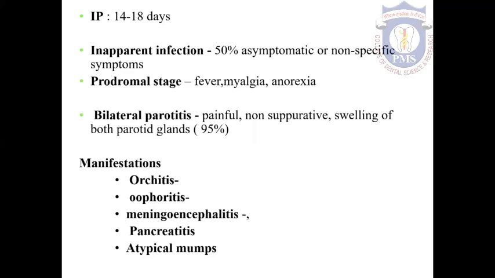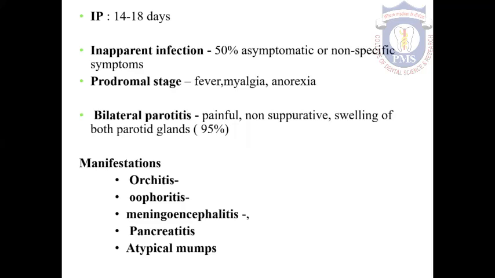Bilateral parotitis: acute non-suppurative parotid gland enlargement is the most common specific manifestation, which is present in about 70 to 90% of cases. Rarely, parotitis may be unilateral. Orchitis is the next most common manifestation of mumps, developing in about 15 to 30% of cases in post-pubertal males. Orchitis is unilateral in most cases, hence infertility following mumps orchitis is rare.